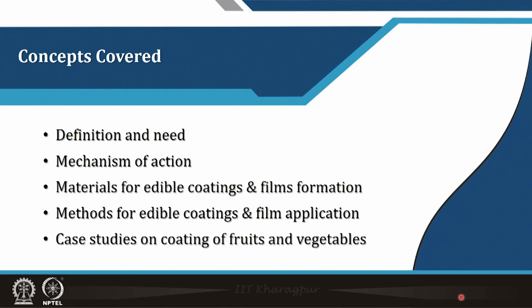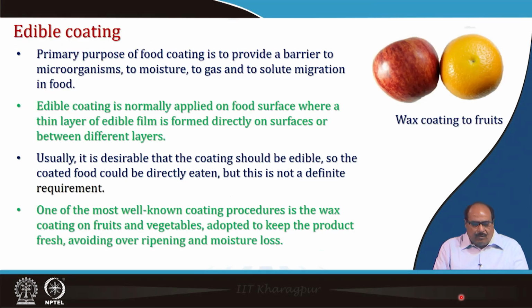In this we will see the definition of edible coating and the needs of this process, what is its mechanism of action, what are the different materials that are used for formation of coatings and films, then methods of coating and film application, and finally, we will take a few case studies of coating of fruits and vegetables.